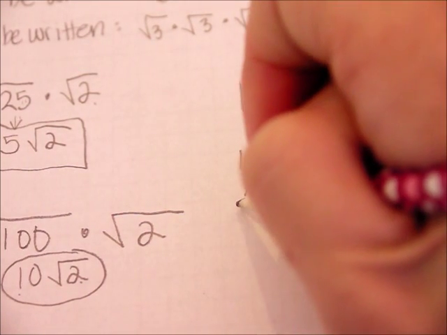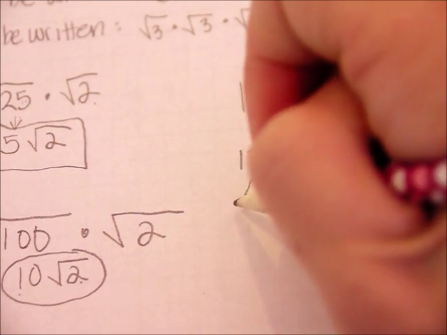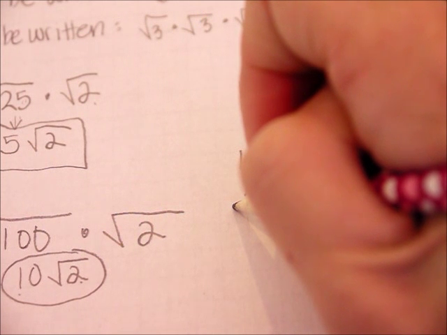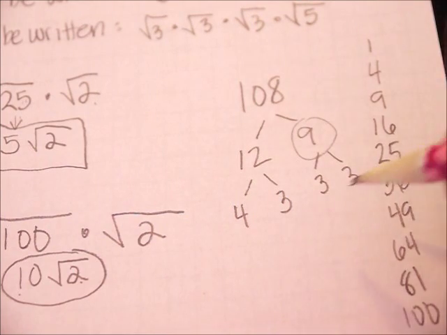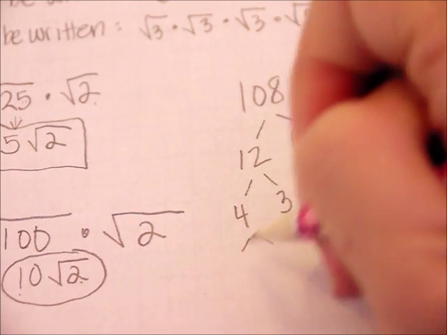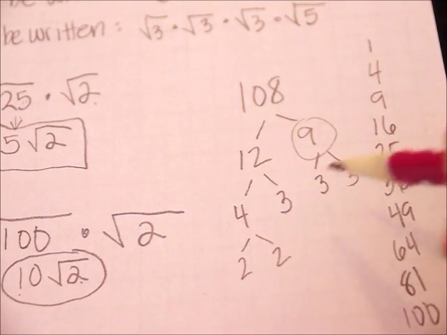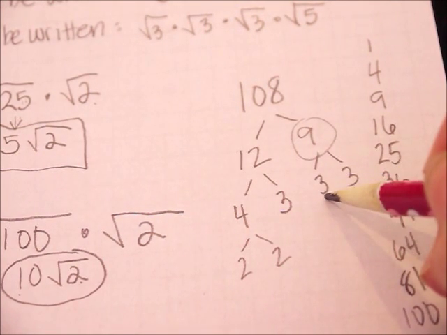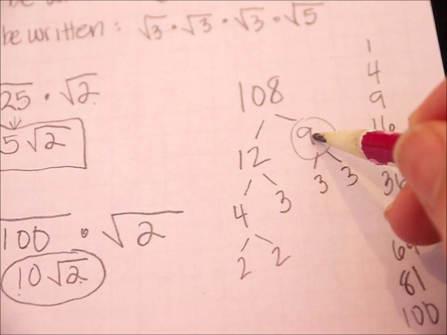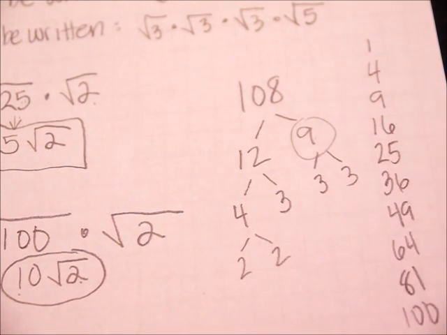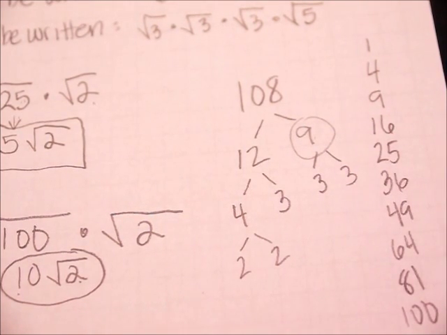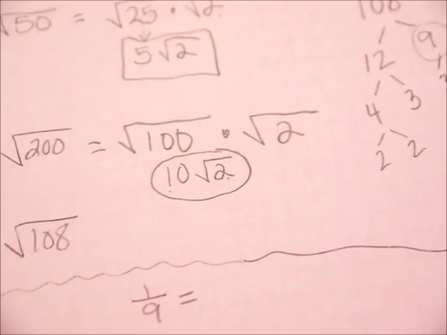Let's see. Should we do 2? Yeah, we'll do 4 times 3. Oh, I got a bunch of 3s. And that's 2 times 2. Okay, so we might go ahead and say, let's do it this way. So that's helping us break down 108 a little bit.